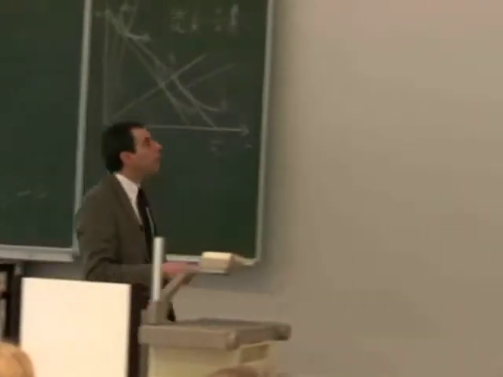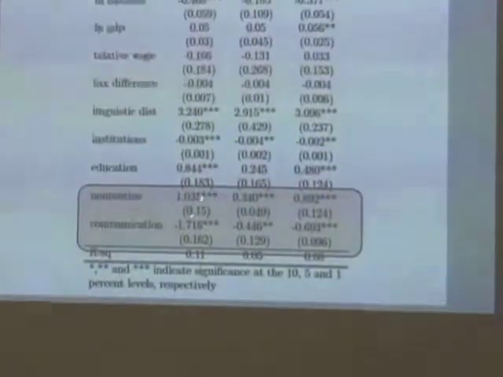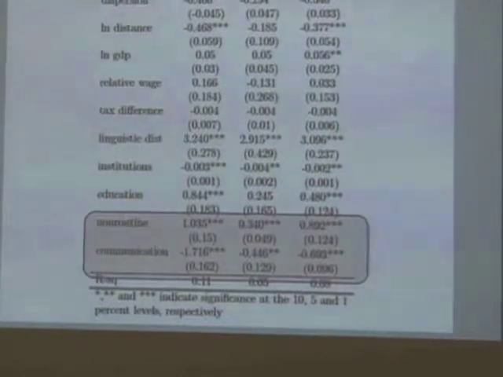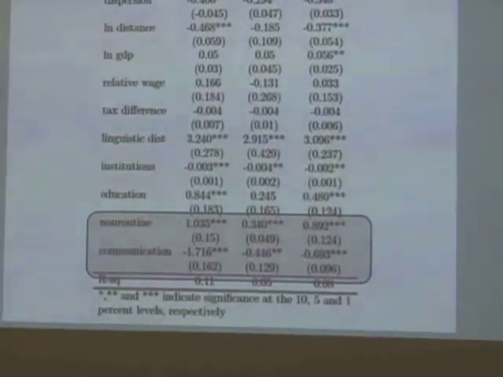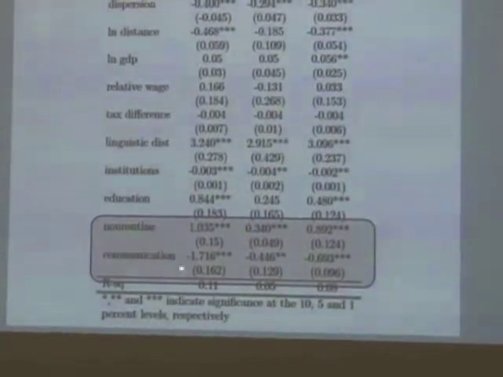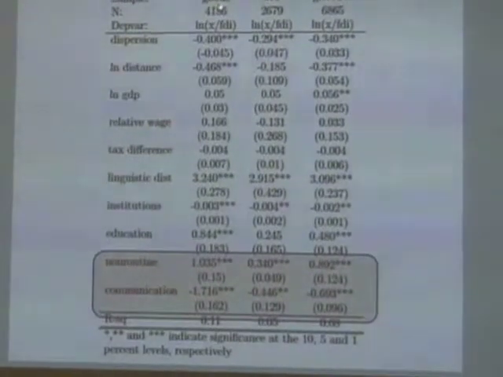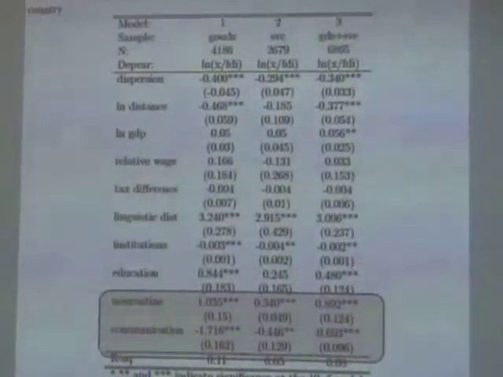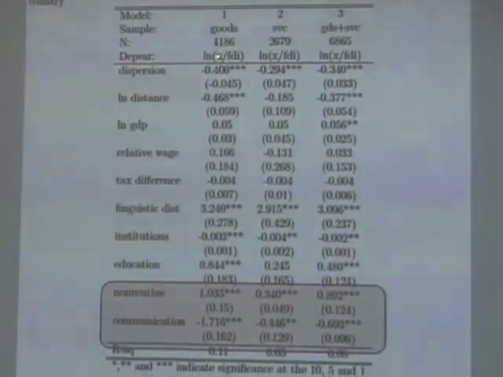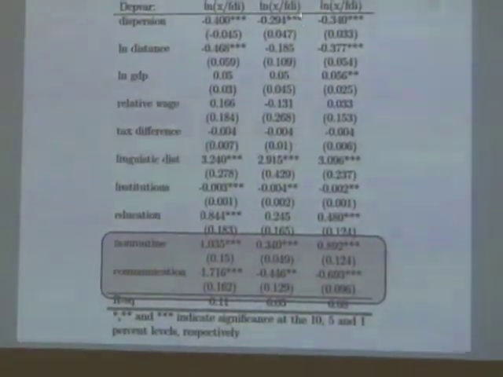Okay, so what do you find? First of all, non-routine intensive products. This refers to the industry, so it's not the occupation but the overall average non-routineness in that industry. If they're more non-routine, you have relatively more exports and relatively less FDI. If they're more communication intensive, just the opposite: relatively less exports, relatively more FDI.